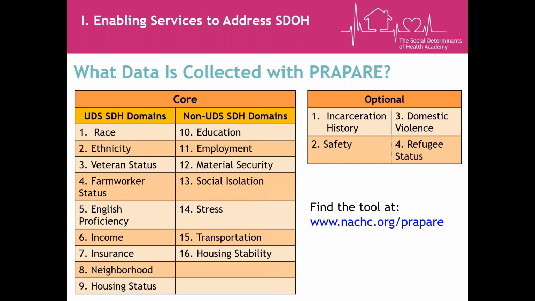So in reality, it's really only about 6 to 7 core questions that we think it's really important for all health centers to have, to get a good understanding of their patients' socioeconomic circumstances in relation to education, employment, material security, social isolation, stress, transportation, and housing stability.